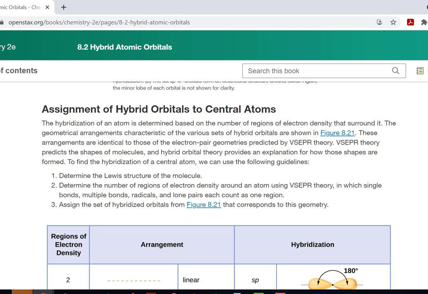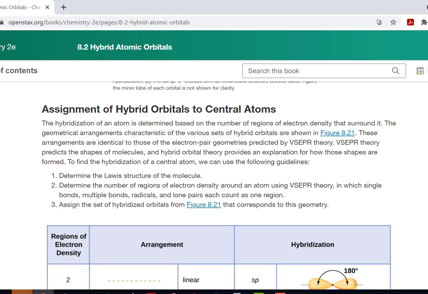Okay, so let's talk about the assignment of hybrid orbitals to central atoms. We've gone through a number of examples already, but I want to go ahead and formalize this. So the first thing to do would be to determine the Lewis structure of the molecule. So you would do that first. If you're given the formula, can you find the Lewis structure? Then you would go through what we did with VSEPR theory to find the regions of electron density around an atom.